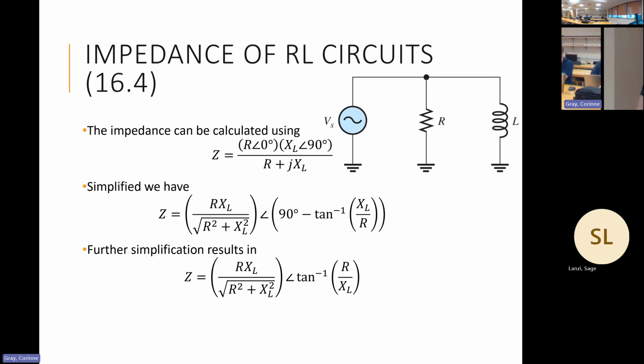Questions on the impedance of an RL circuit? Yes, we're going to be doing all three of them together next week, the RLC circuit. Nothing changes with the resistor part. It's the imaginary part that undergoes the change, and that's it. We'll be doing examples.